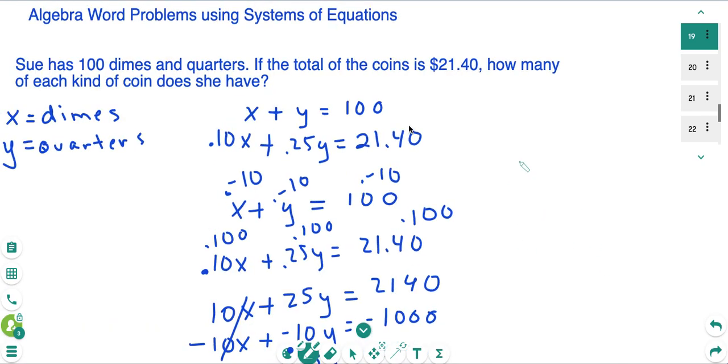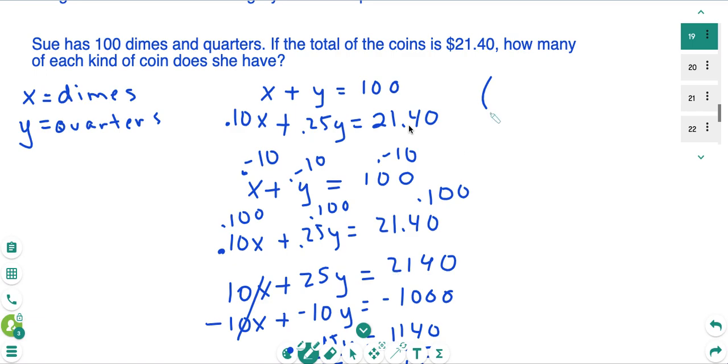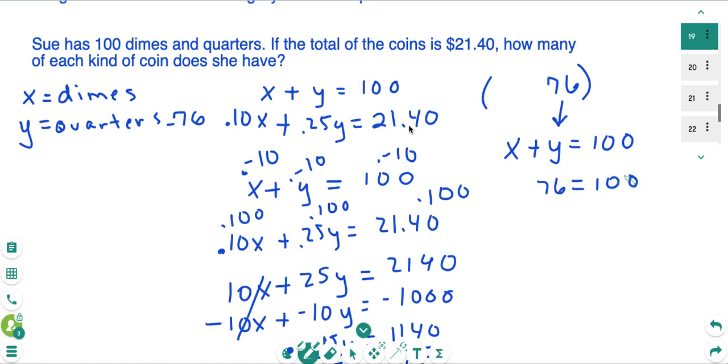I'm going to come back up here to my equation and put my ordered pair in. This is 76, which means she's going to have 76 quarters. Now I'm going to solve for how many dimes she has. I'm going to take x plus y, the first equation, substitute in my 76, zero pair out, x is equal to 24, which means she's going to have 24 dimes.